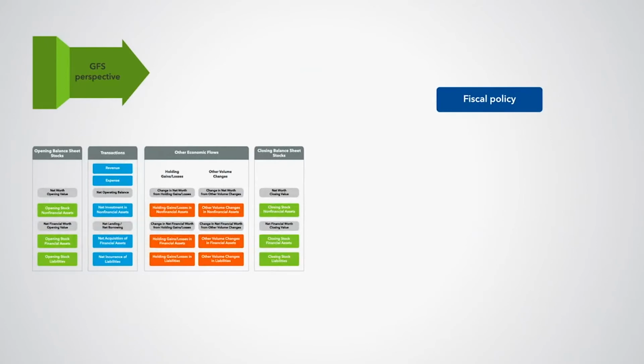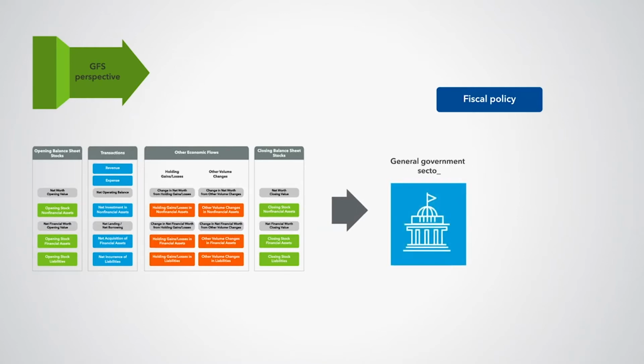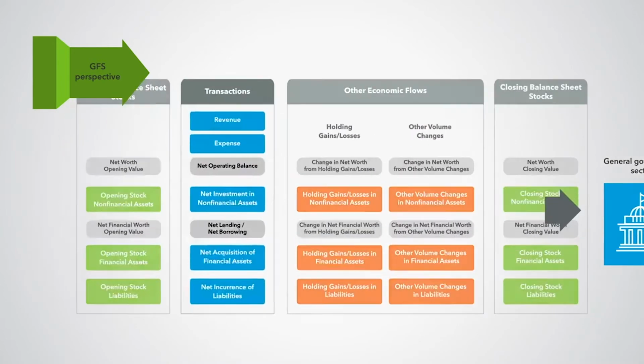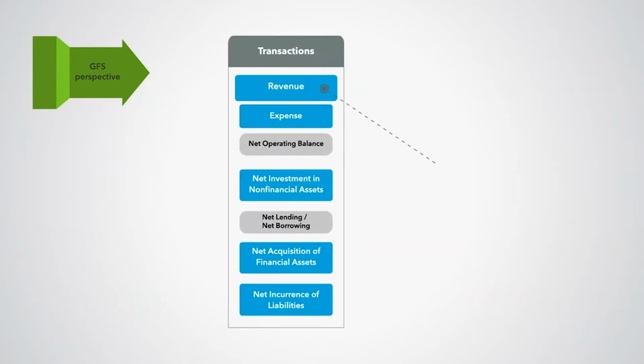The GFS framework instructs us that fiscal policy actions are not restricted to the general government sector. The actions of public corporations should also be considered. In addition, revenue is not limited to taxes. Revenue also includes social contributions, grants, and other revenue. Moreover, government spending should distinguish expense, which reduces net worth, from net investment in non-financial assets, which does not. The simple formulation in traditional fiscal analysis lumps both types of spending into variable G.